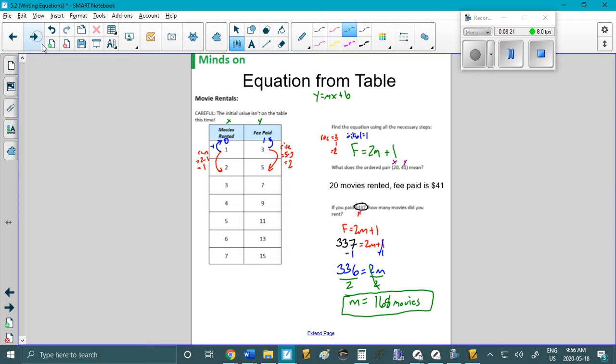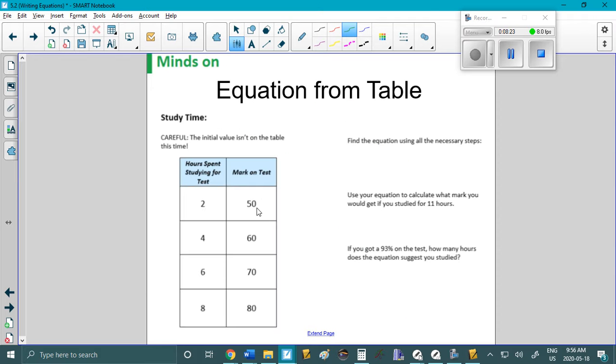Okay. I'm going to leave this example for you to do. It's very similar to the last one. Okay. And notice here it says, careful, the initial value isn't on the table this time.